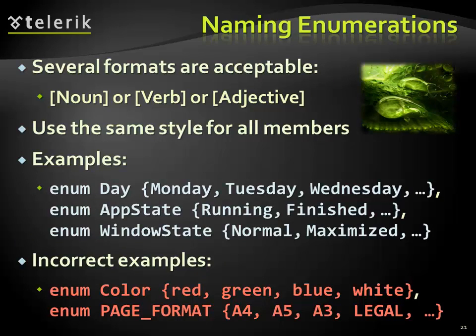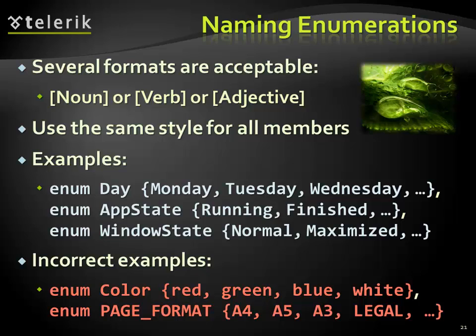Rules and best practices around naming enumerations. So the following formats are acceptable: either a noun or a verb or adjective. The use of the same style for all members is required to make it concise. Like in the examples with enumeration for Day, Monday, Tuesday, Wednesday are of similar style. For enumeration State, Running, Finished are a good representation of the same style. In enumeration called WindowState, Normal, Maximize are a good example. In enumeration called Color, Red, Green, Blue, White would be a good example if they were uppercase.